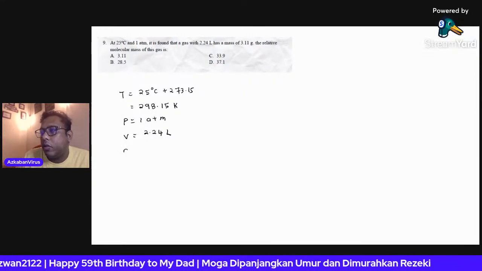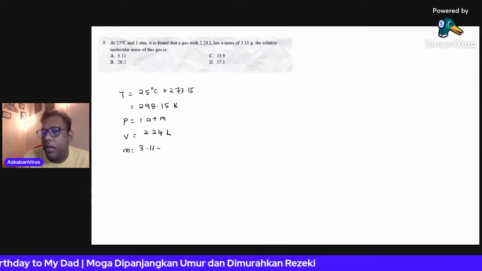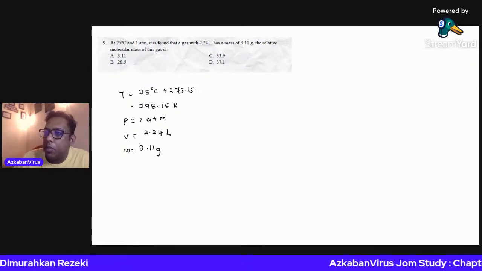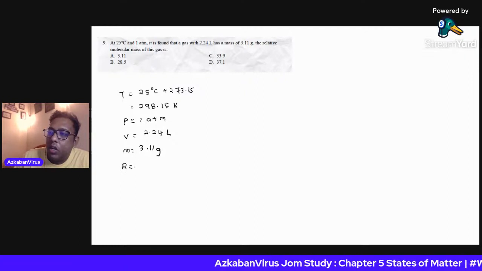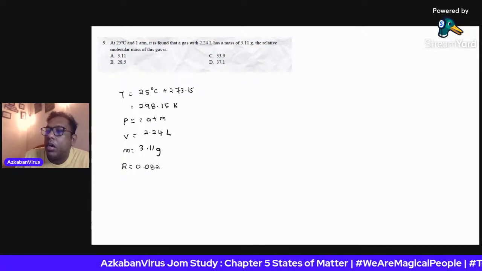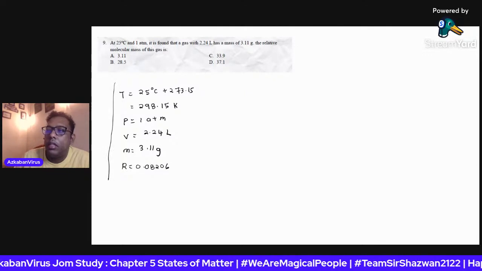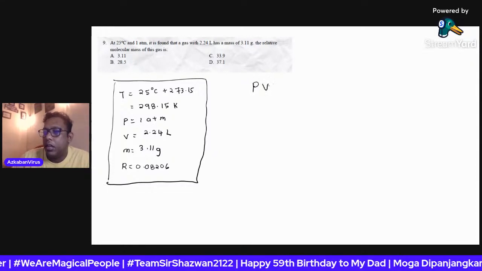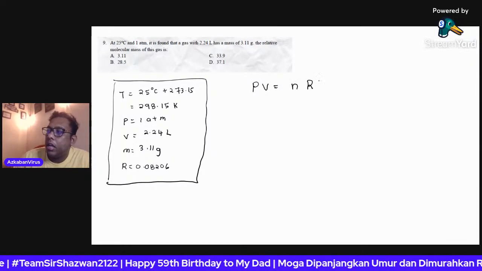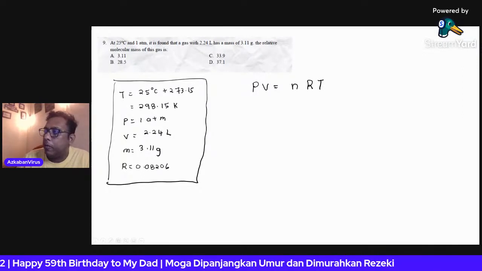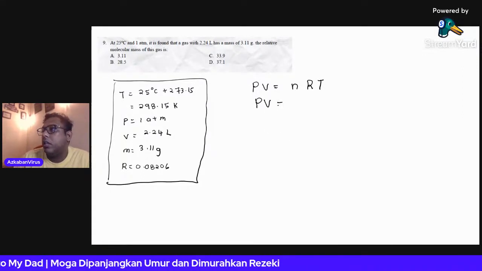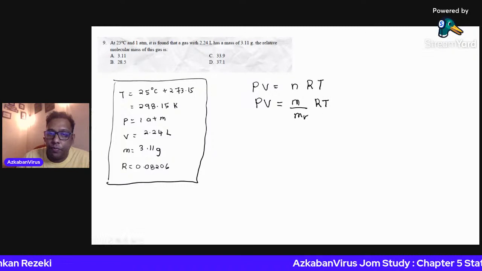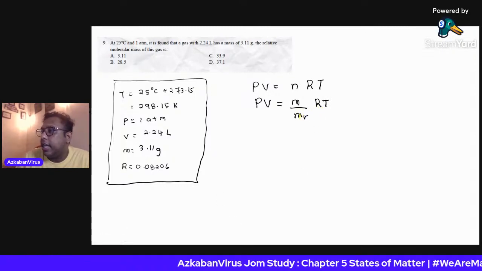And then the mass is equal to 3.11 gram. Kita minta cari relative molecular mass RMM. Okay, so kita tahu bahawa R dia adalah 0.08206. Okay, tak payah risau pasal unit dia sangat sebab kita buat calculation. So PV is equal to nRT. PV is equal to mass over molar mass RT. Kita nak cari ini. Ini yang nak dicari.